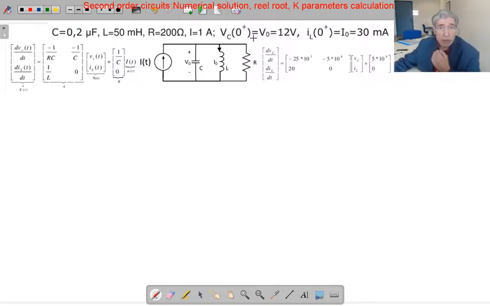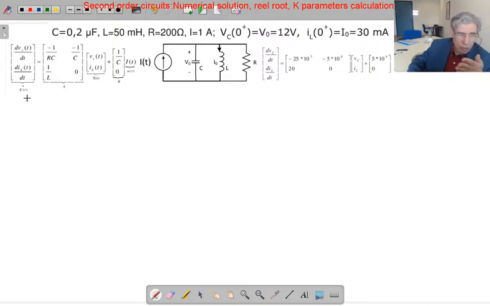So if we put these values in this A matrix, you are going to get this new numerical A matrix. In here, 1 over C times I: C is 0.2 times 10 to the power minus 6, and the inverse of it multiplied with 1 gives you 5 times 10 to the power 6. So if you put the numerical values, our numerical state equation becomes this. Now we would like to solve this. The parametric solution we have done already. In here we are going to do the numerical solution.